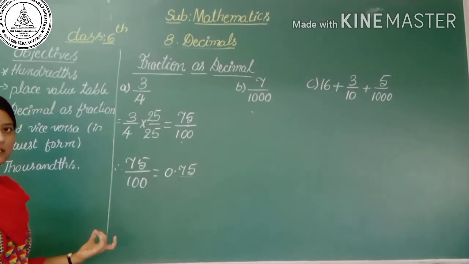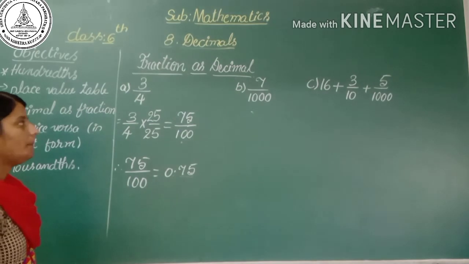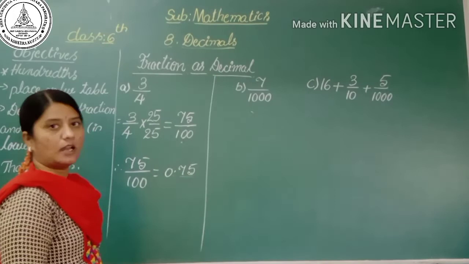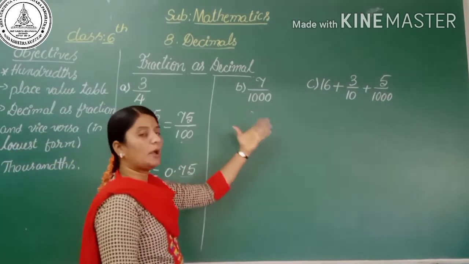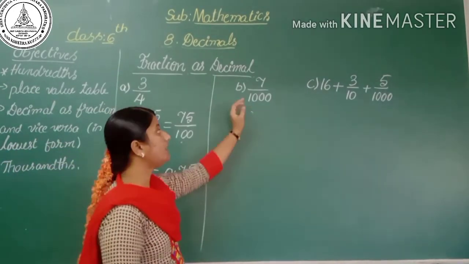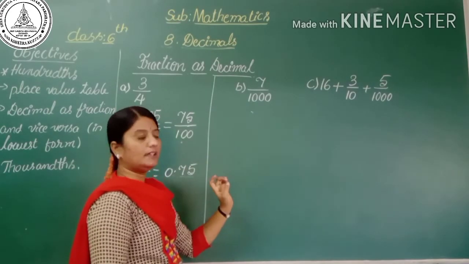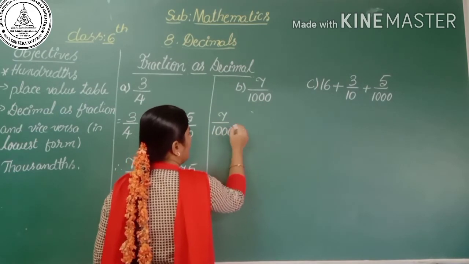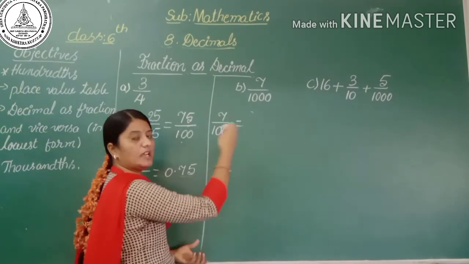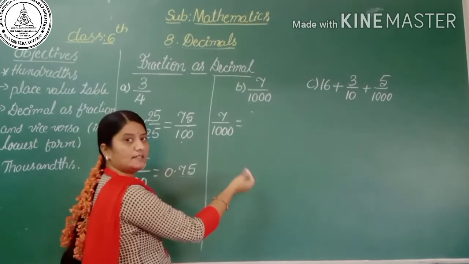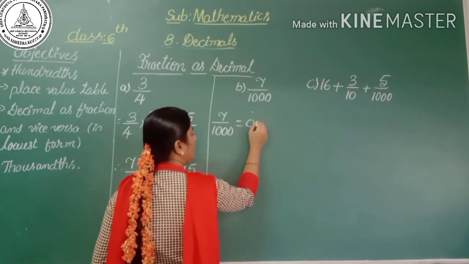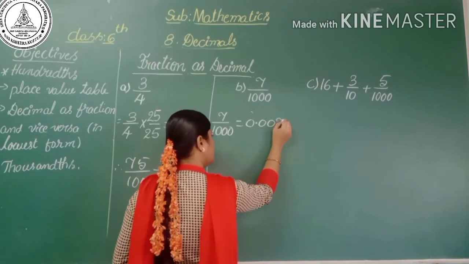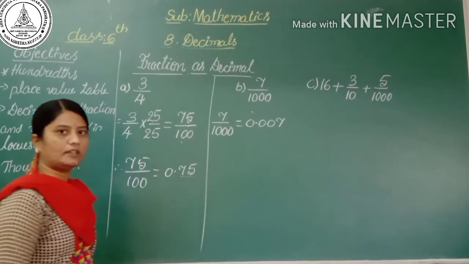Then similarly do B, 7 thousandths. In the 1000 equal squares they shaded only 7 squares, right? So we have to write it as 7 by 1000, which is 0.007. We write 0 in the tenths place, 0 in the hundredths place, and in the thousandths place we have to write 7.